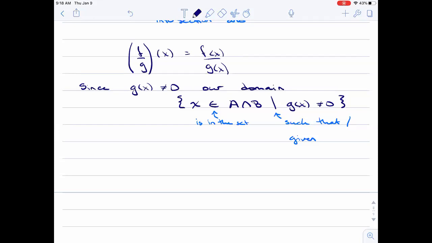So function addition, subtraction, multiplication, division, that's all fine. Things get a little bit more fun if we get into what's actually called function composition, where we compose a new function by sticking functions into other functions.